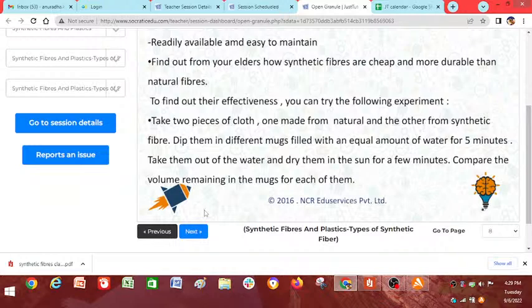पानी से निकाल के सन के नीचे ड्राई कीजिए, and you can compare the volume remaining in the mugs for each of them. So जैसे ही आप कॉटन के कपड़े को निकालेंगे और रेयन के कपड़े को या फिर सिंथेटिक फाइबर को निकालेंगे, you can just find the difference of volume of water that is present in the mug. And then you can do this experiment and do let me know in the comment section.